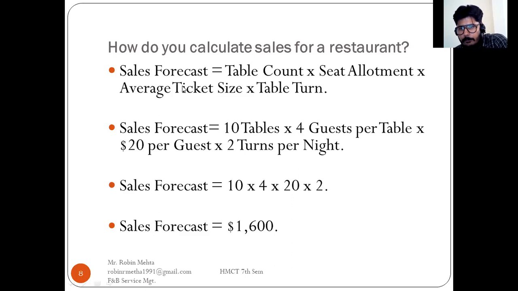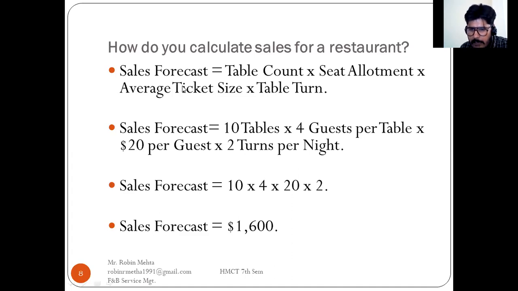So 10 tables multiplied by 4 per table, 20 per guest, like $20 we can take per guest, multiplied by 2 turns per night. 2 turns per night means that particular table may be given to guests 2 times or 3 times, but we can take the average number, like 2 times. So the sales forecast is 10 into 4 multiplied by 2, 20 multiplied by 2. Our sales forecast for that particular day is $1,600.